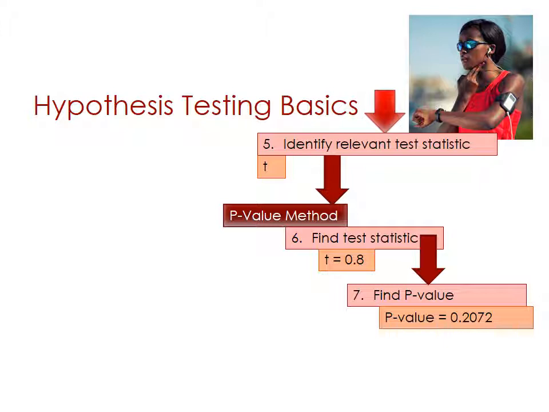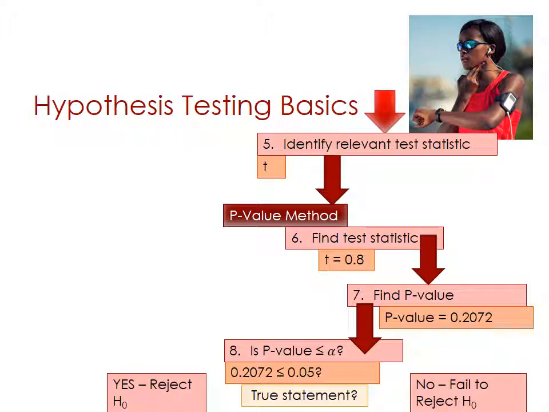Now, what's the next step I need to do? I need to take my p-value and compare it to my alpha. So let's go through, and if we're looking at this, we're going to have our p-value of 0.2072, set it up in comparison to our pre-selected alpha of 0.05, and ask if this is a true statement. If it is a true statement, then we would reject our null. If this is not a true statement, if 0.2072 is not less than or equal to 0.05, then we would fail to reject the null.